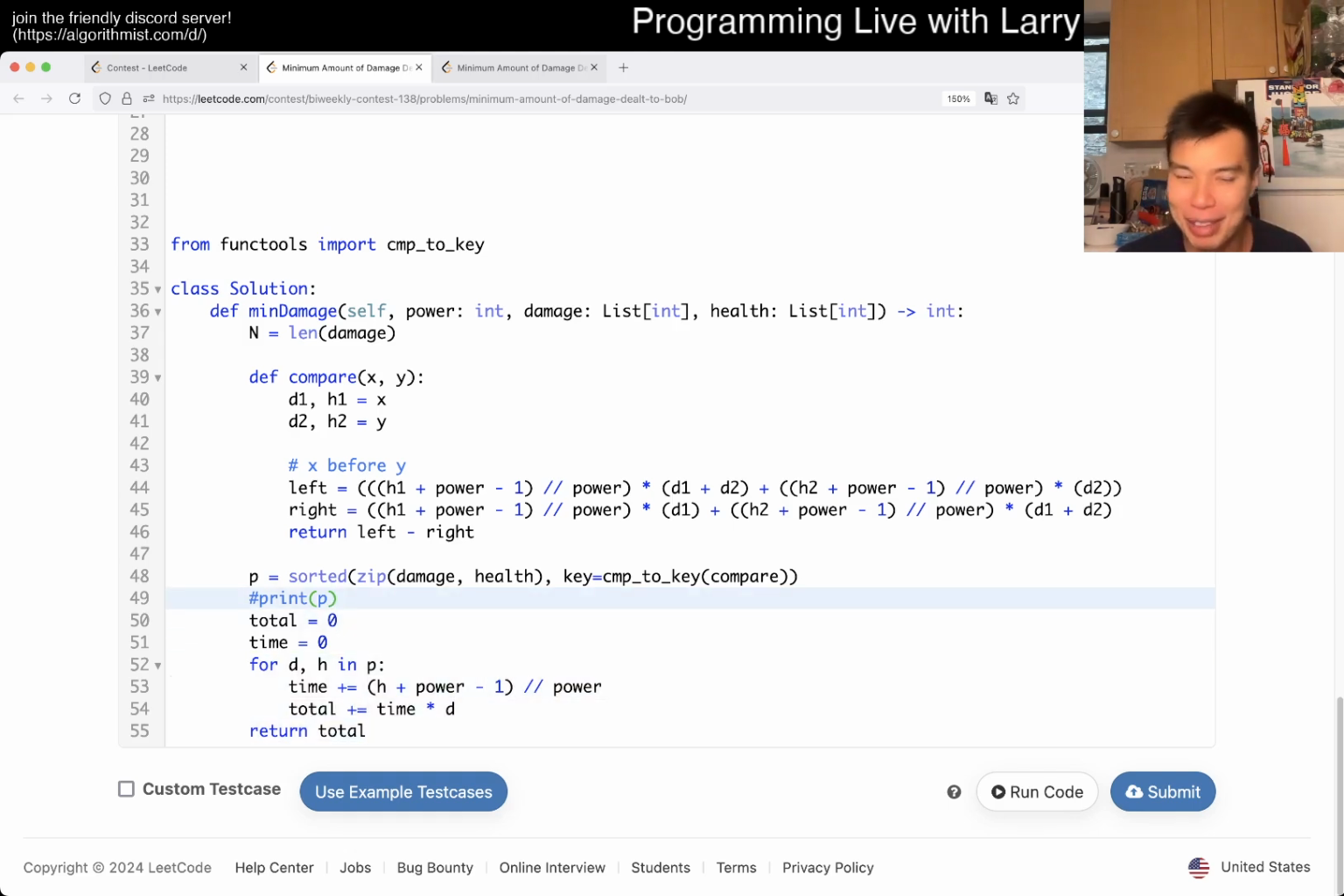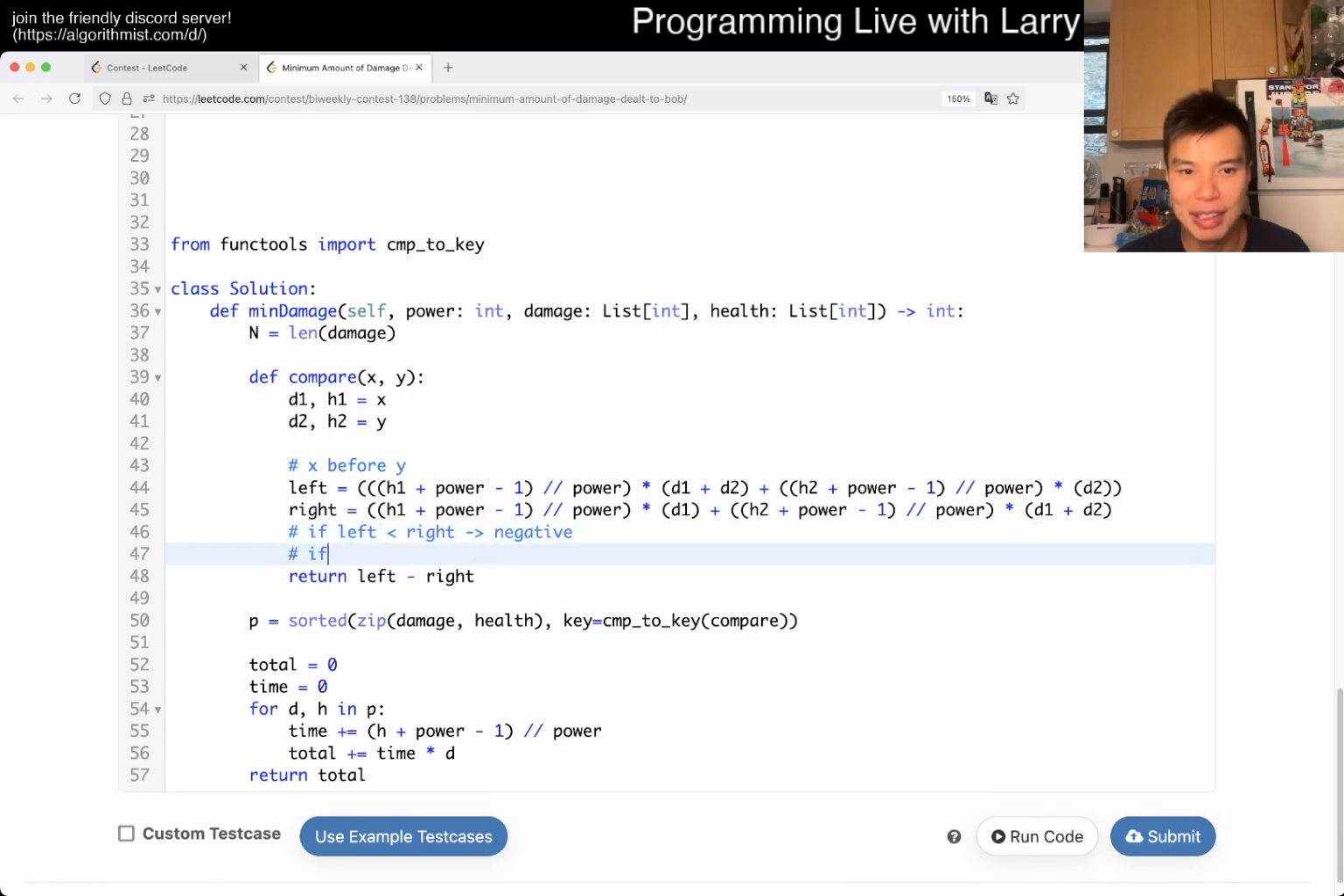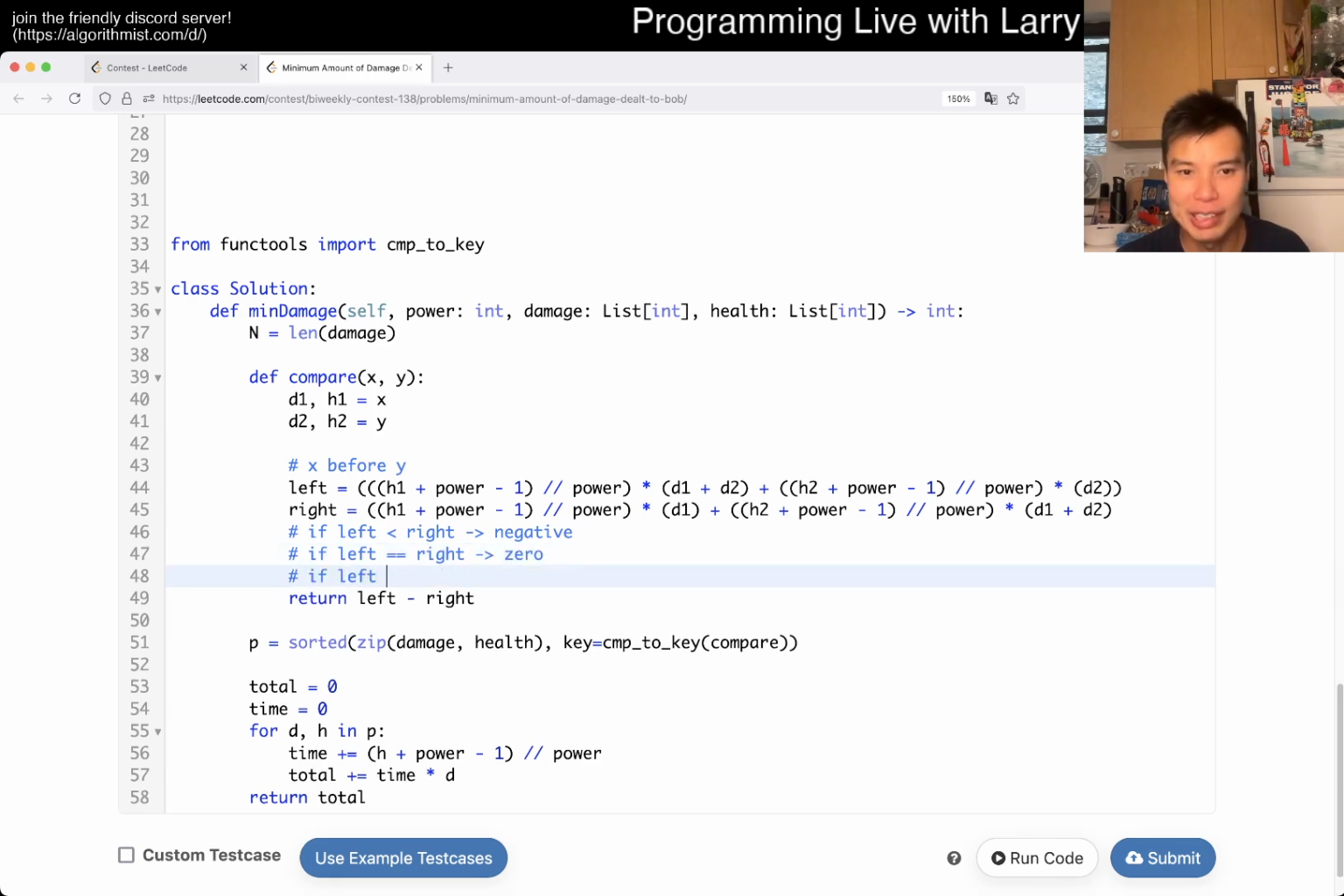I know maybe I'm a little bit lazy, but I want to focus on this part for this video. So this is a comparison thing, and the reason how we can derive this is that we know this is going to be left minus right. Just to be clear, if left is less than right, this is going to be negative. If left is equal to right, then this is zero. And if left is greater than right, this is positive. That's basically what this is doing, and that's how a comparator function works.